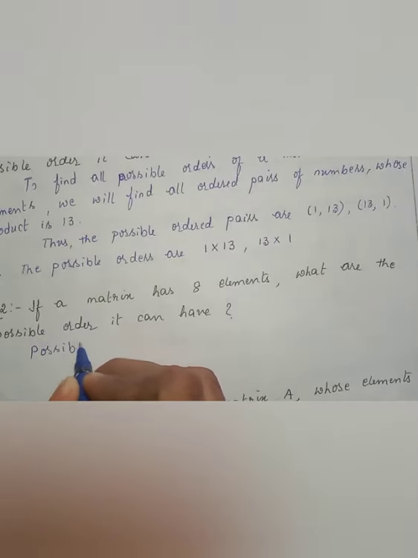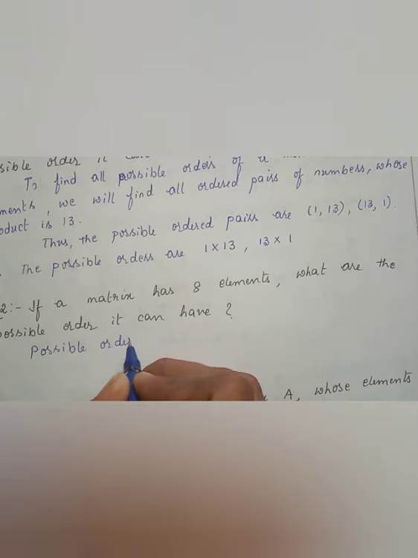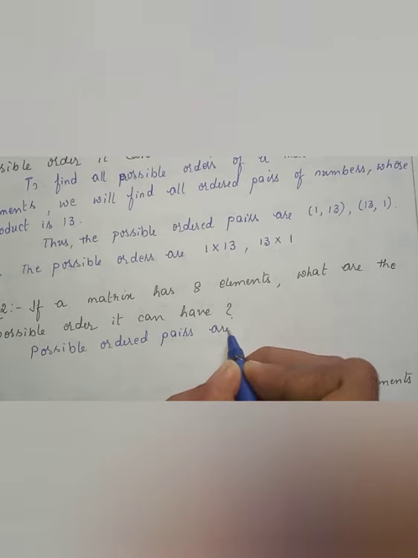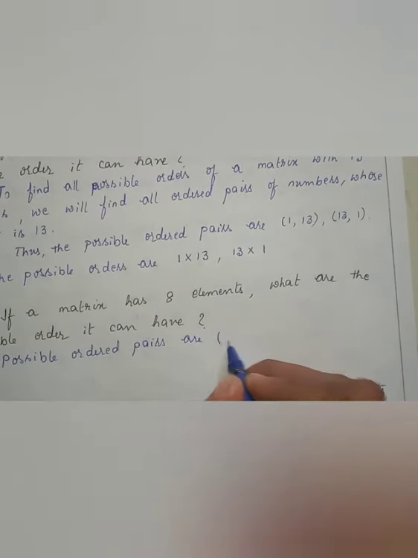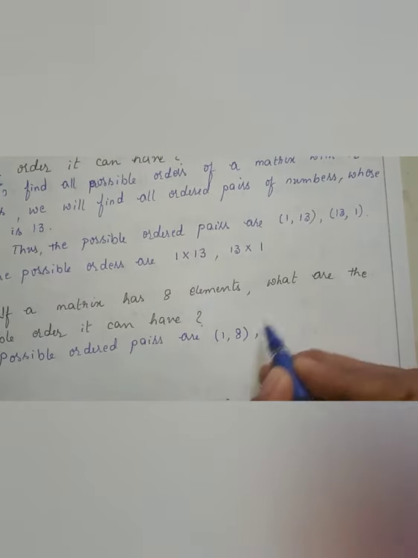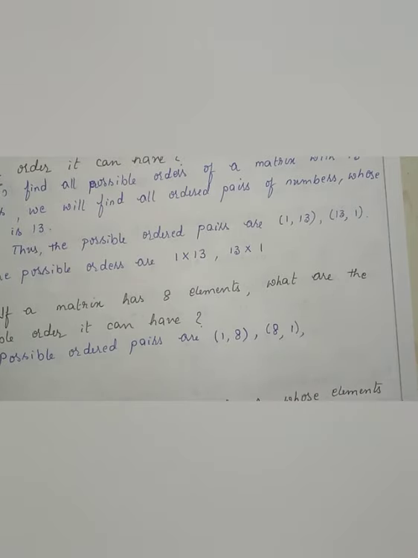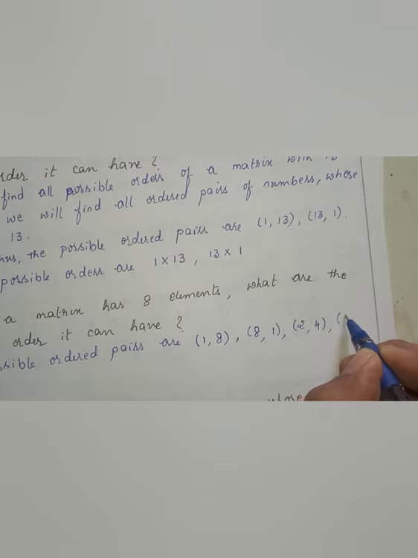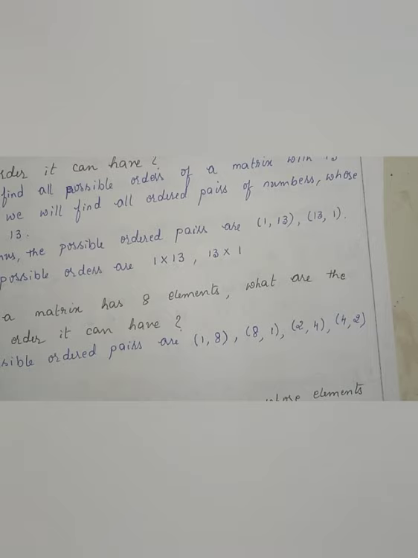Possible ordered pairs. First we write the ordered pairs. Possible ordered pairs are 1, 8. The product of these two numbers is 8. Then if I reverse this, 8, 1. Then the next one, 2, 4. The product of these two is 8. Again 4, 2. So these are the possible ordered pairs of numbers in which the product of the two numbers is equal to 8.